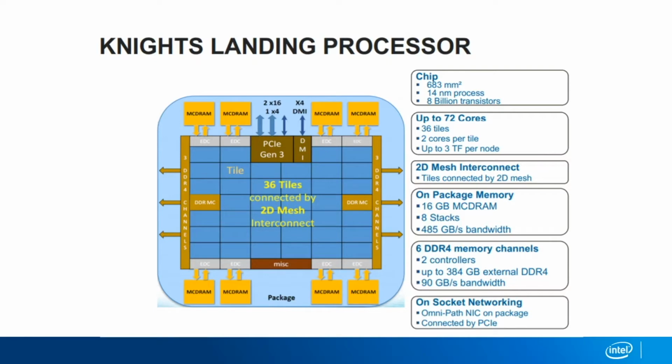In addition to that, we also have 6 DDR4 memory channels that are being serviced through 2 controllers that you'll see here on the side, and we support up to 384 gigabytes of external DDR and a maximum bandwidth of about 90 gigabytes a second. And finally, node-to-node communication is assisted by having an integrated NIC on the package. That's OmniPath, and it's connected by PCI Express.